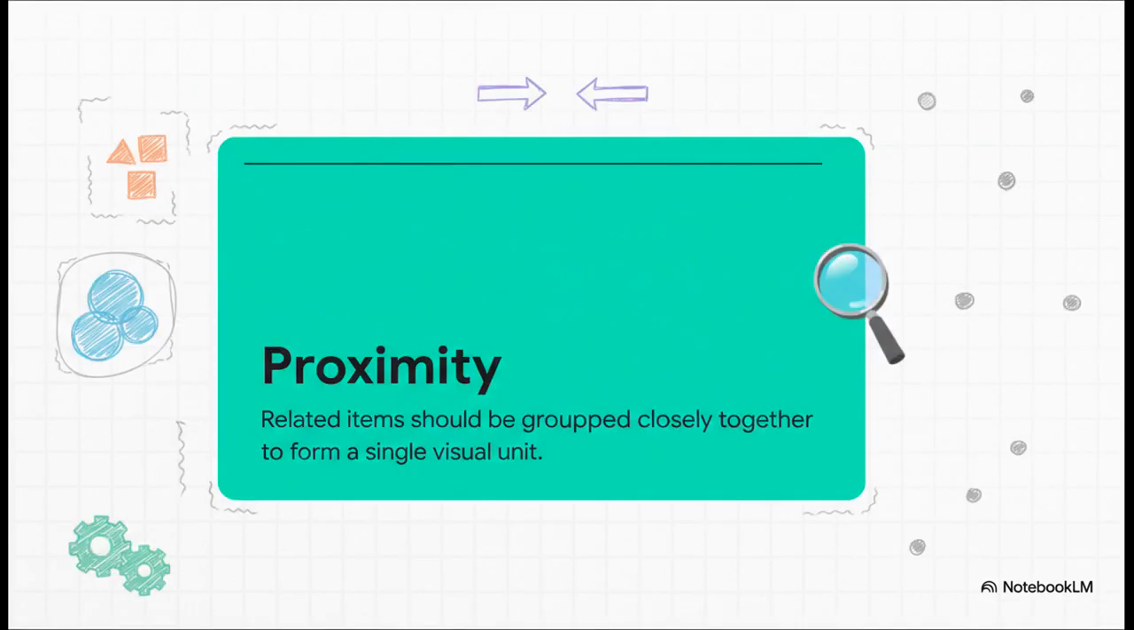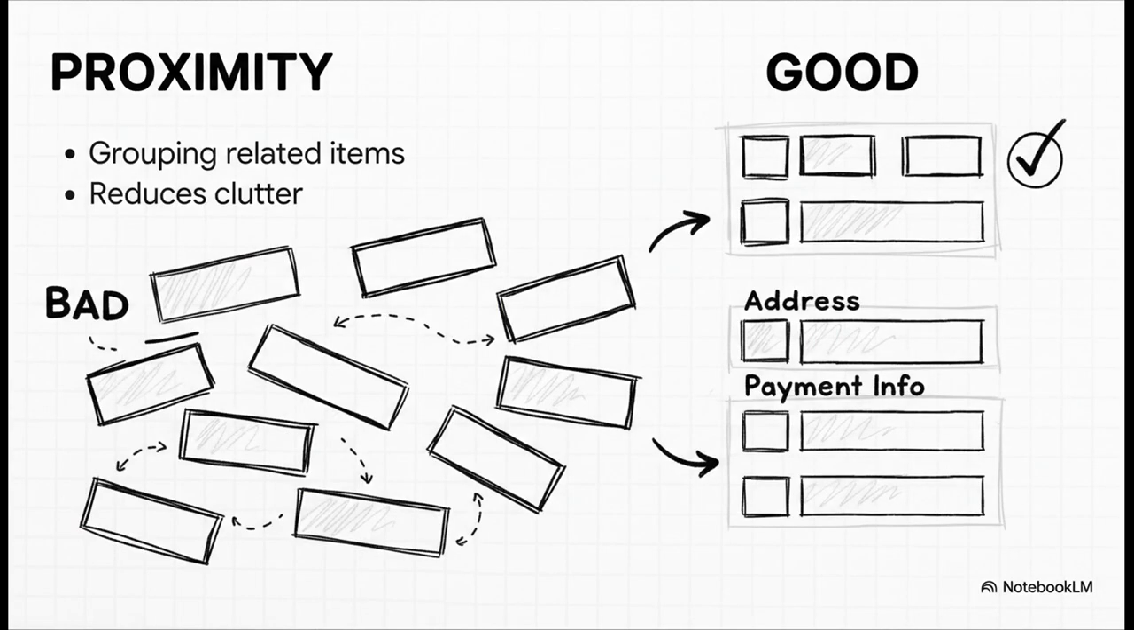Next up, we have proximity. This one's all about relationships. Basically, things that are close to each other are perceived as belonging together. By simply grouping related items, you're sending a super powerful nonverbal cue to the viewer that says, hey, these things are a team. And let me tell you, proximity is a designer's secret weapon against clutter.